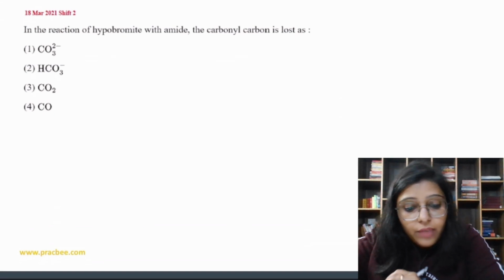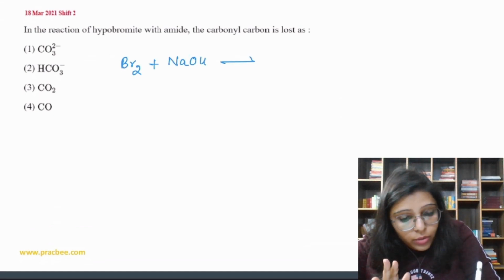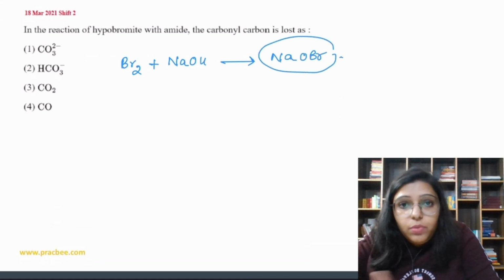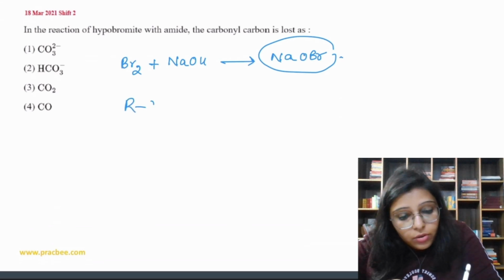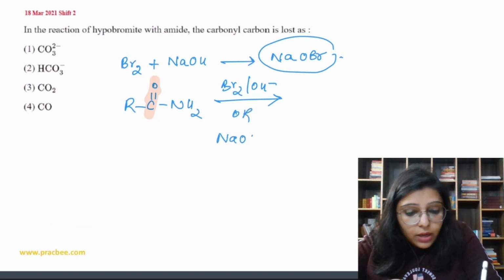In the reaction of hypobromite with amide, see Br2 in the presence of NaOH, we get NaOBr. So this is hypobromite. The question says on reaction of this with amide, the carbonyl carbon is lost as carbonate. On reaction with Br2 and OH minus, or we can say NaOBr, we get RNH2.